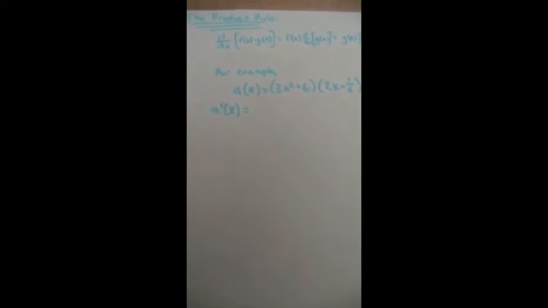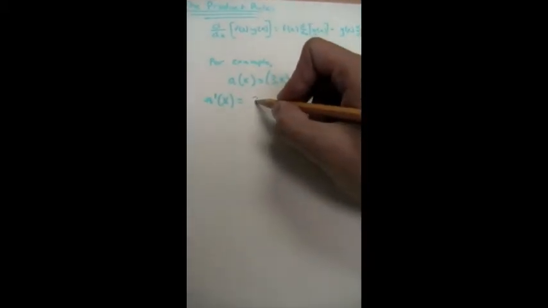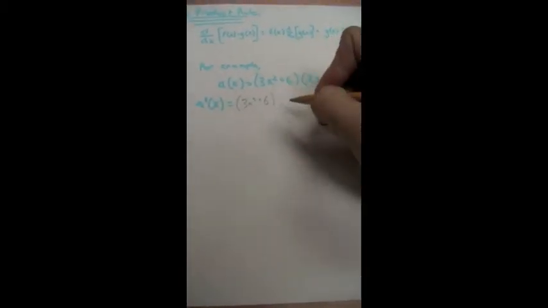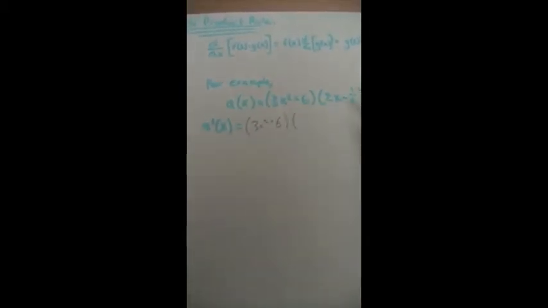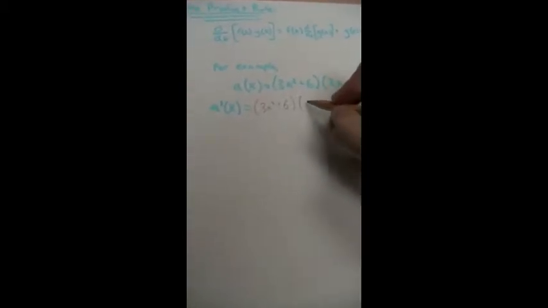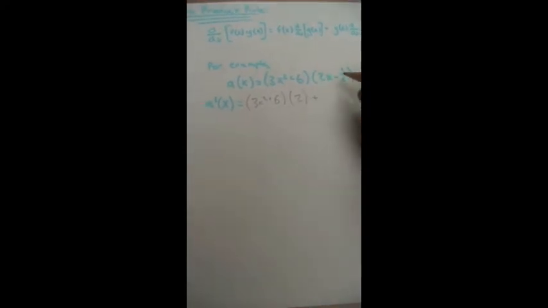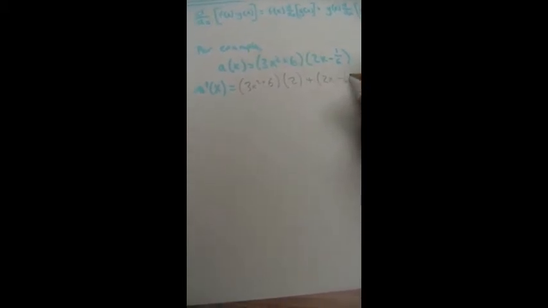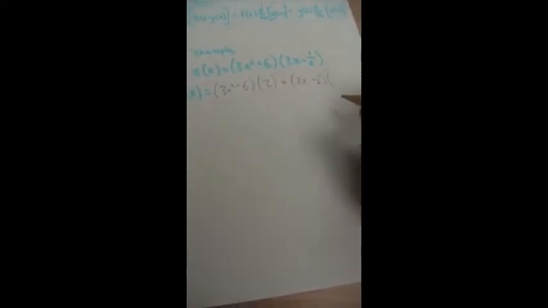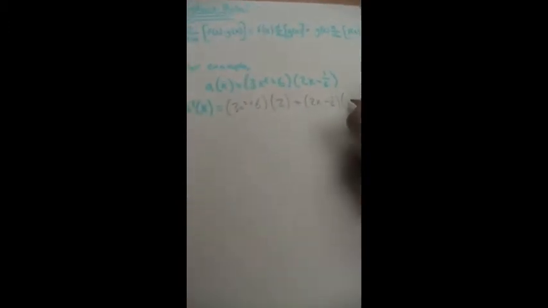So the derivative would be the first, 3x squared plus 6. That'll be our first function, times the derivative of the second. And the derivative here is just 2, because the variable phrase is 2x, plus the second expression times the derivative of the first. Here we get to use the product rule again. We have 3x squared, so that would be 6x to the 2 minus 1, which is just 1.